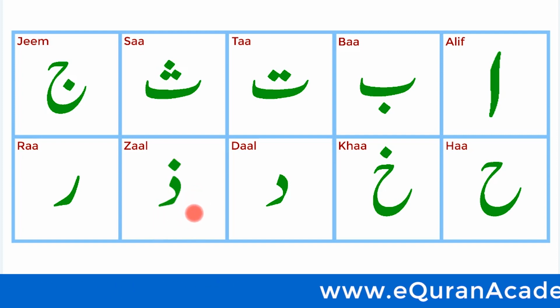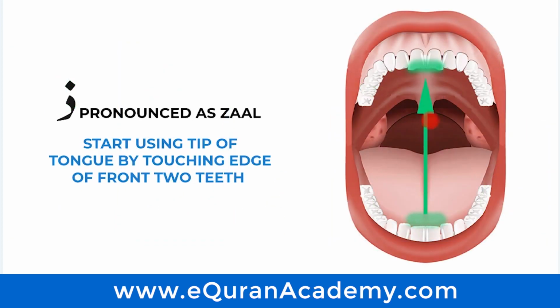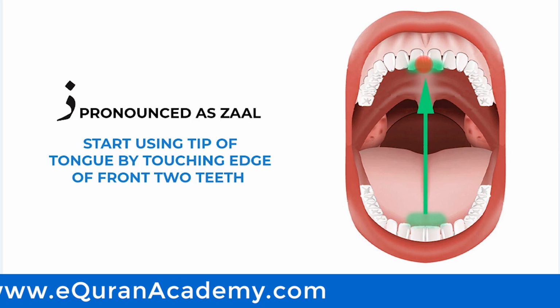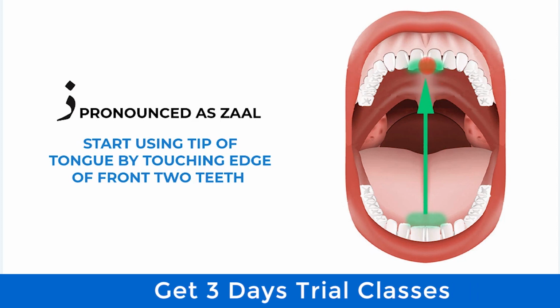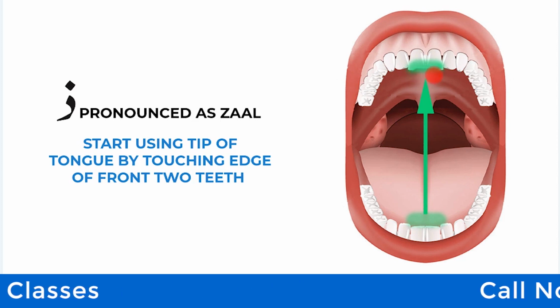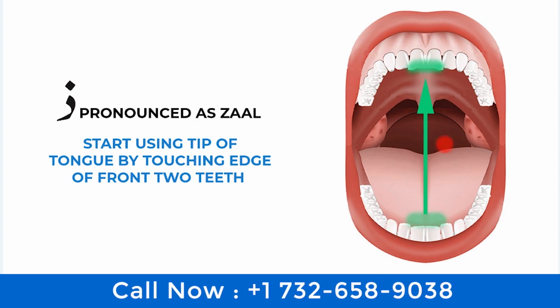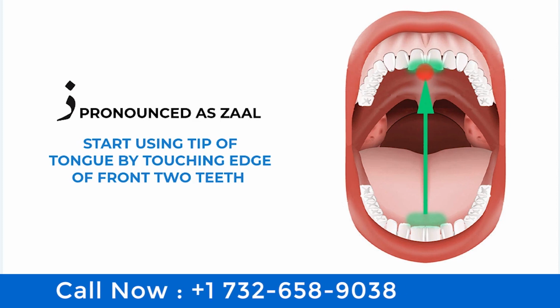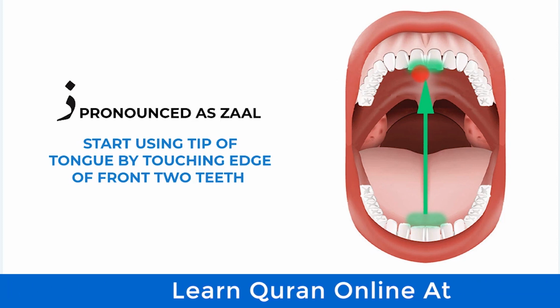Let me explain you origin of zal by illustration. This is tip of tongue. These are front teeth. Start using tip of tongue by touching edge of front two teeth. From here we can pronounce zal. One more time. Start using tip of tongue by touching edge of front two teeth. From here we can pronounce zal.